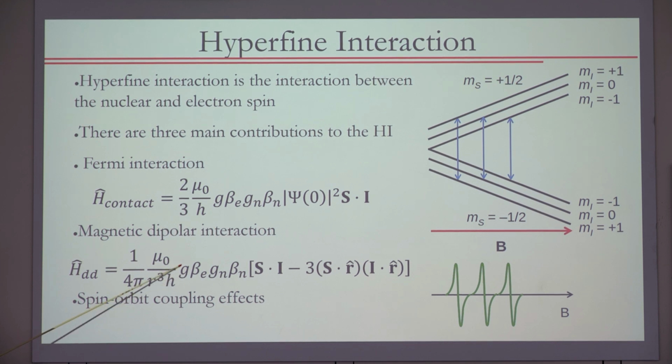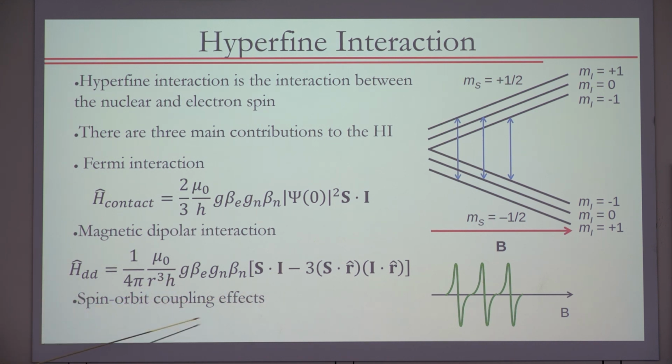This is the electron G value. This beta is what I called mu before. I forgot to change it. It's the Bohr magneton of the electron. Then you have the nuclear magneton and the nuclear G value. The nuclear G values are tabulated for different nuclei. And this is the electron spin and the nuclear spin operator. This looks complicated, but it gives you a matrix basically.